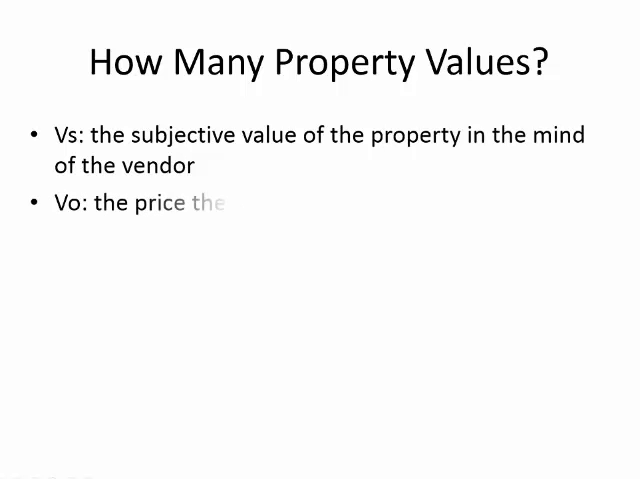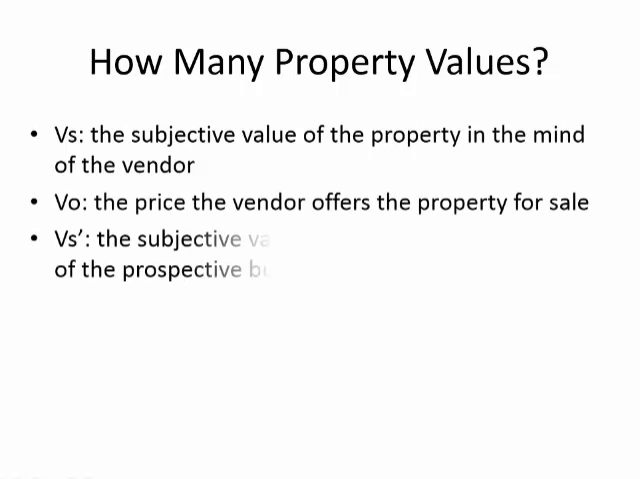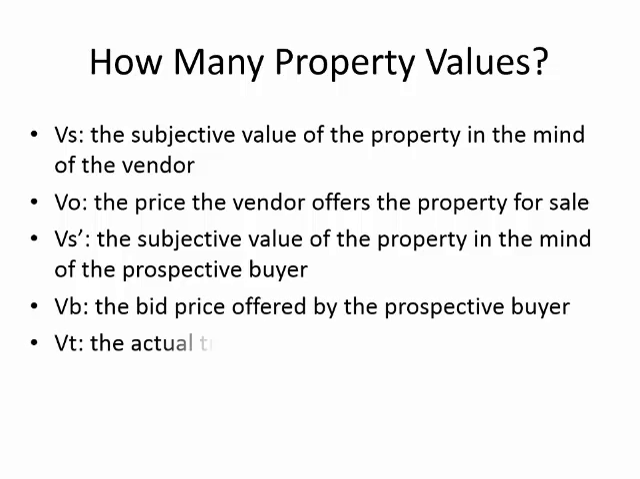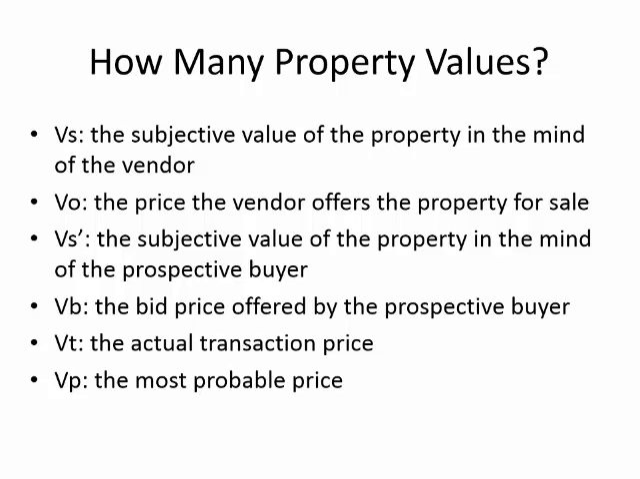The first question to look at is how many values there are. Tom Whipple looked at half a dozen values that can be observed in any transaction, and they're listed up on this PowerPoint. I don't really need to go over them, they're in the study guide. The important thing is that in any transaction between two parties, there's more than one number floating around, and I'll let you look at those.